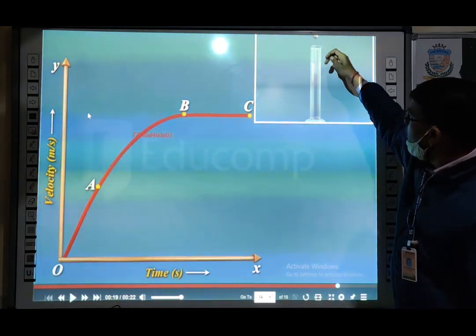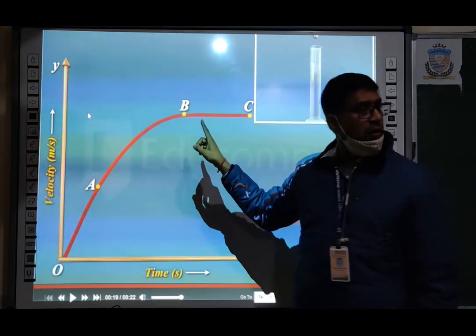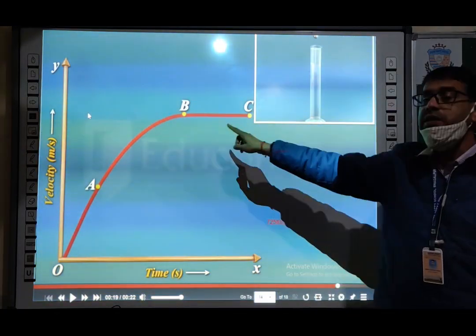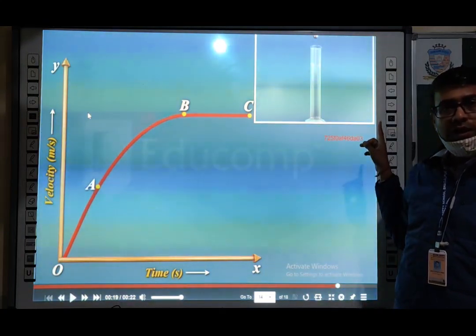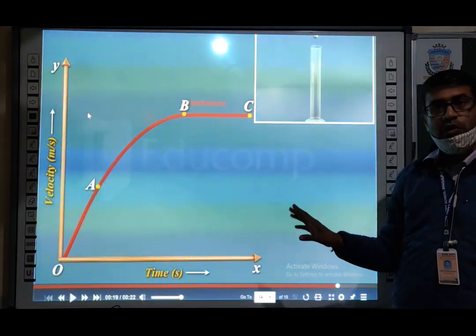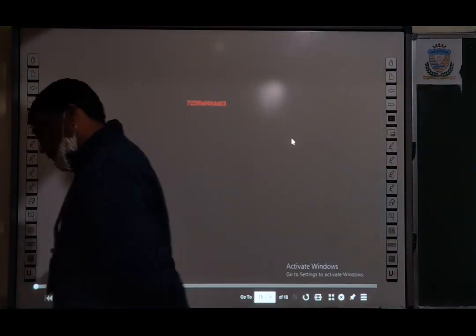So after entering the water, the graph will be from A to B. Okay? And when it gets the terminal velocity, the graph will become a straight line. Means no change with respect to time. Its velocity will remain constant.